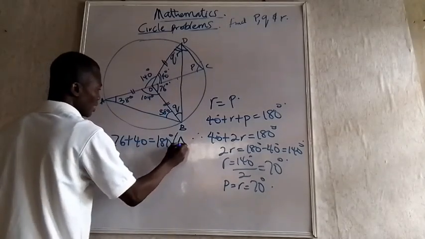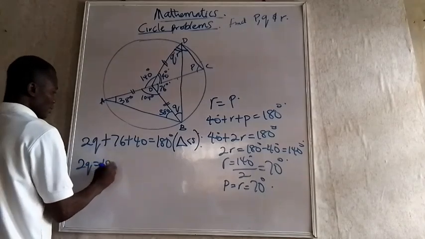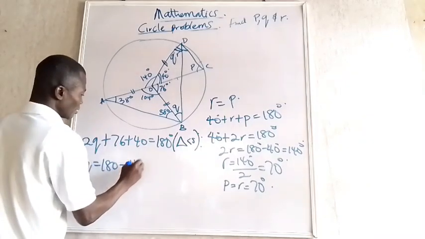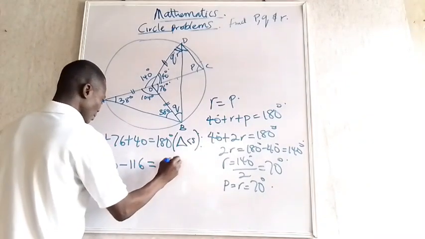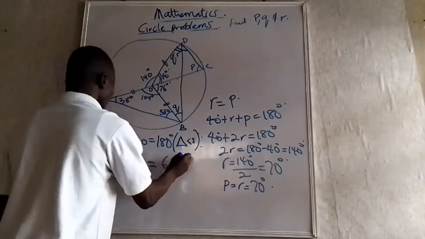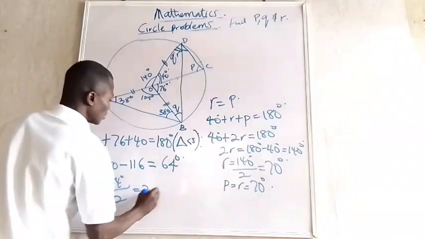You know, angles in triangle. Therefore, 2q is equal to 180 minus, what is 40 plus 76? 116. So Q will be 64 degrees over 2, which is 32 degrees.